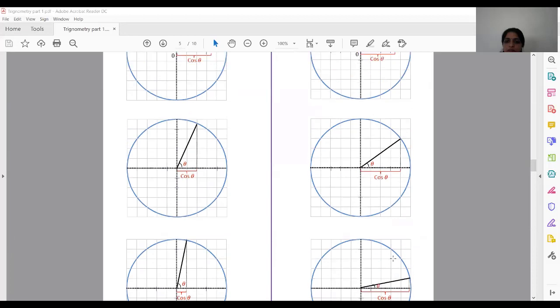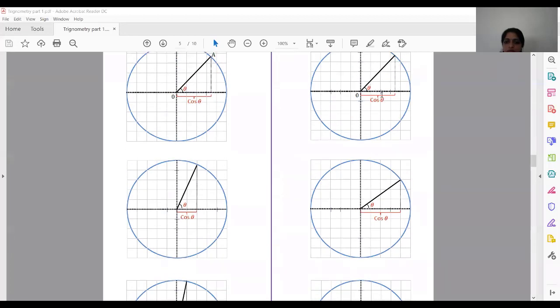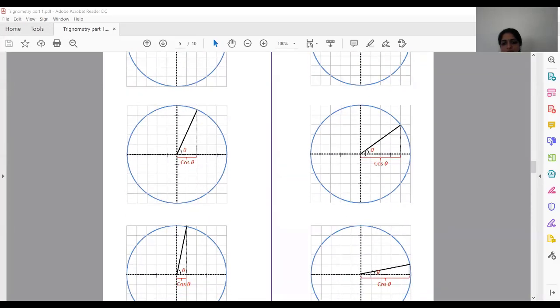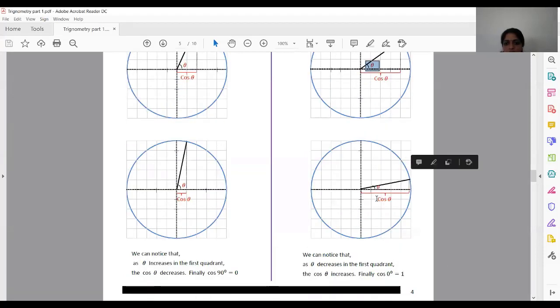See, in the first quadrant, when theta is 45, the value of cos theta is like this. But if the value of theta decreases, at that time cos theta, compare these two figures, the value of cos theta increases here. And with the comparison of three figures, as theta is decreasing, the value of cos theta is increasing. This is the value of theta, this is the value of cos theta. So as theta decreases, the value of cos theta increases.